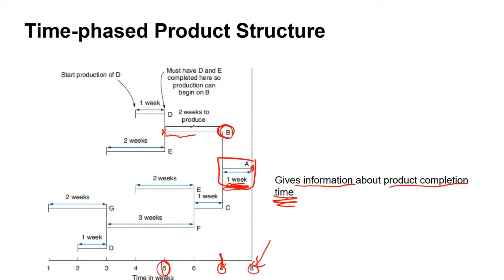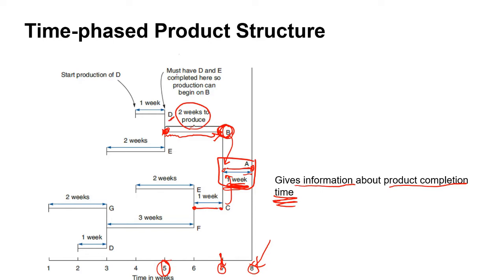So start production, finish, completed B. B can be sent, assembled, and completed in 1 week for A. Same thing for C. So all these are backtracked. This is called a time phase. If we trace back, that's why the answer here is 2 weeks to produce.